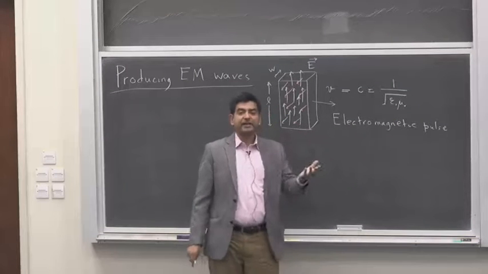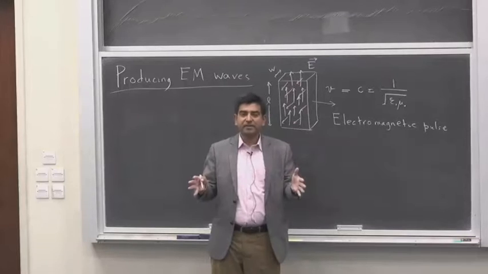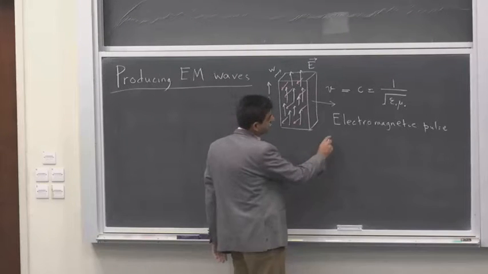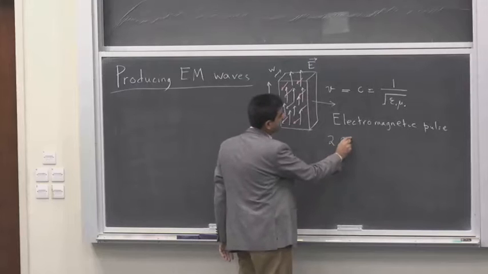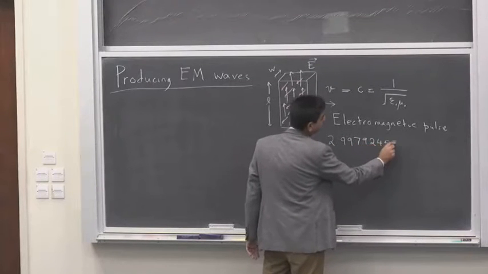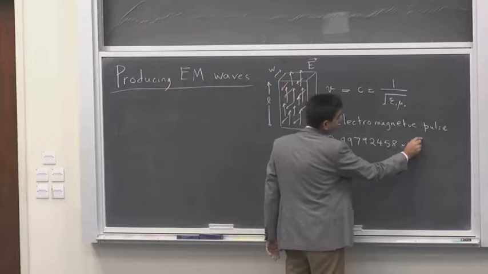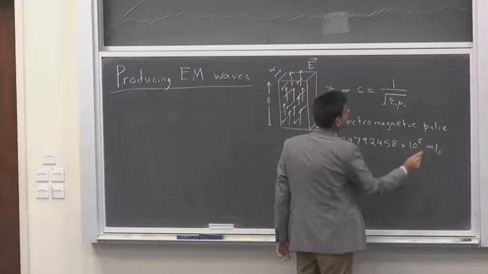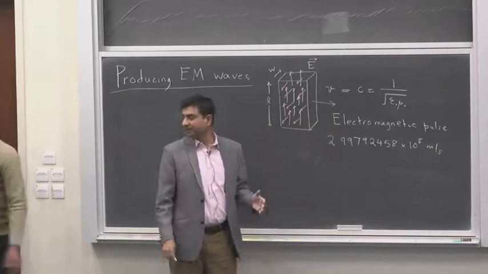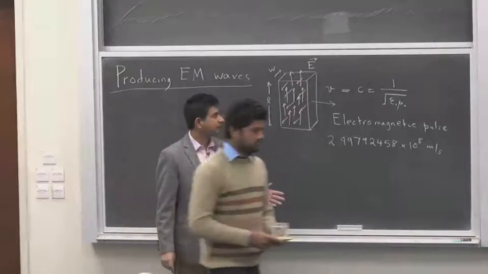c is defined by a standard of a meter. So c has been defined to be precisely equal to 2.99792458 times 10 to the power 8 meters per second. So this defines the speed of light because it's given by the definition of a meter.